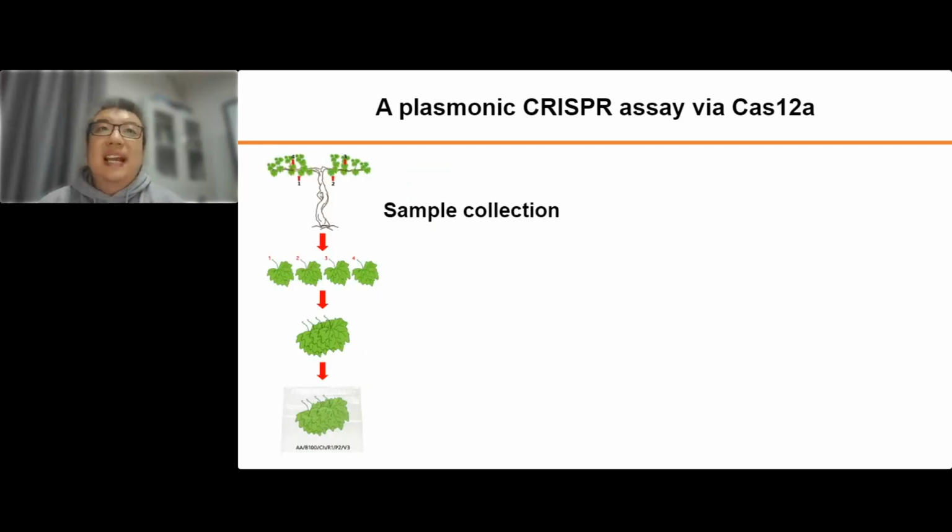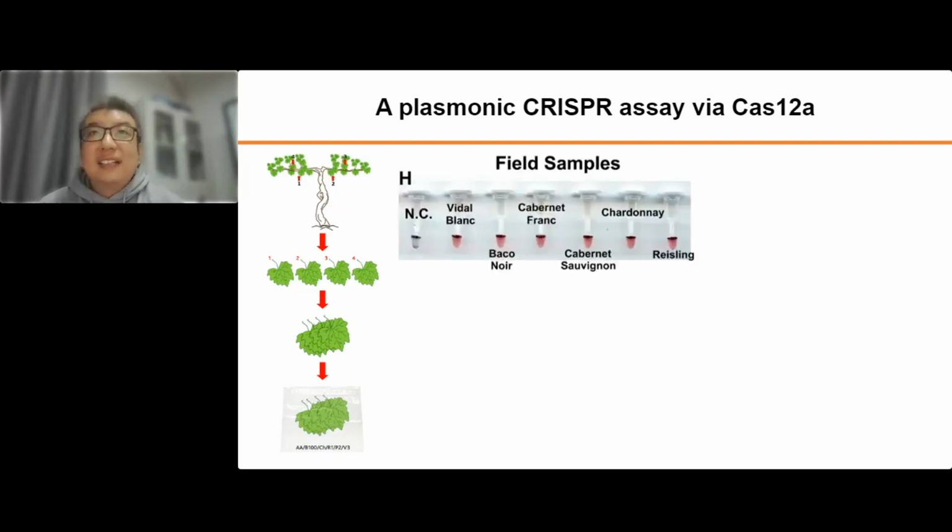So we basically collect samples in the field from the vineyards, and we collect the leaves and extract the DNA on site. And then we perform the test as I just described, and we can easily find that for any type of red-berried or white-berried grapes, we can detect the viral infections. Those are different types of grapes, and once they are infected, they all show red colors.